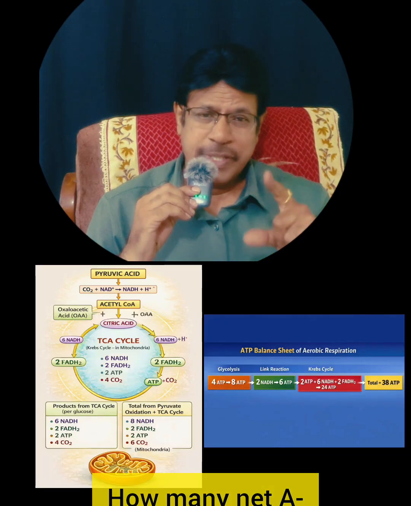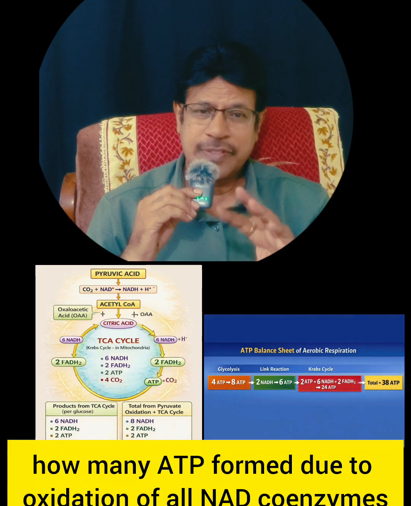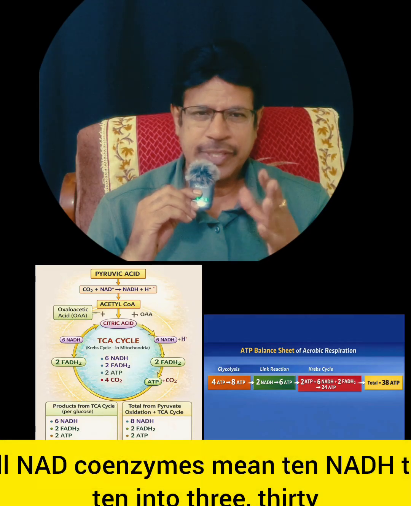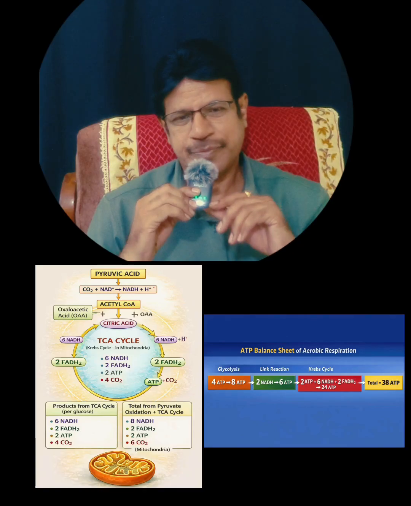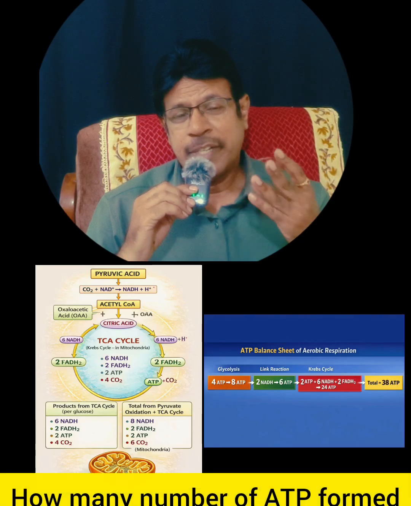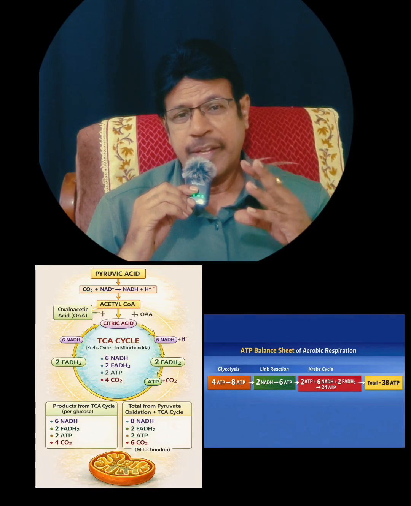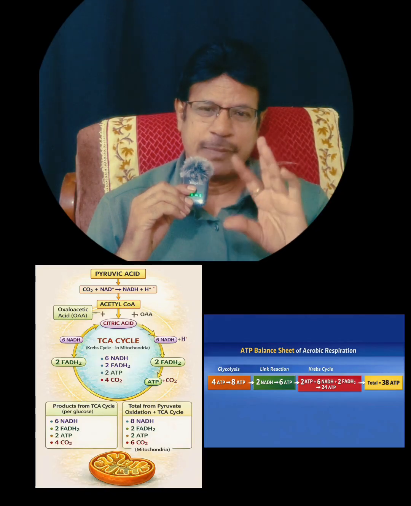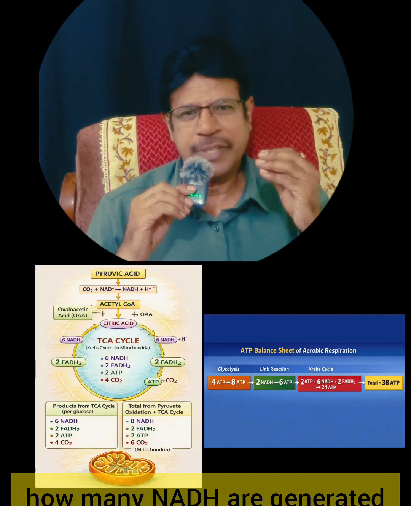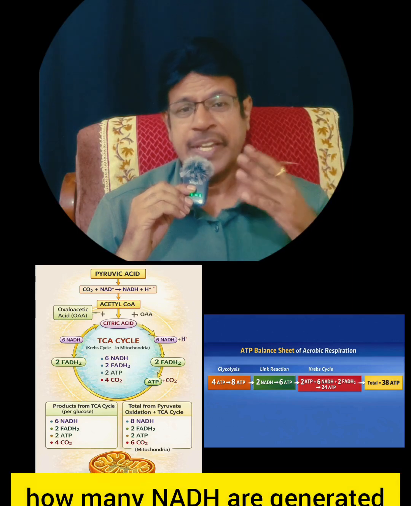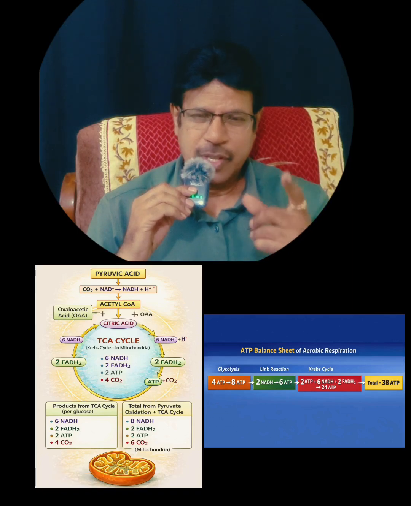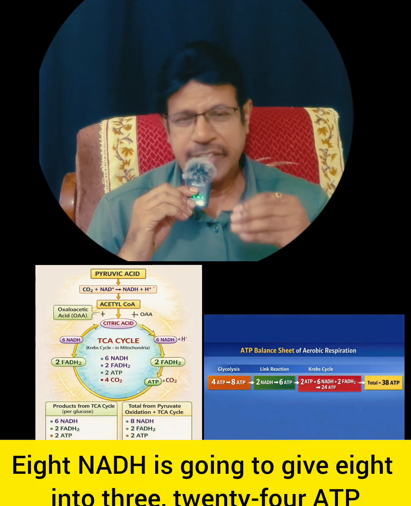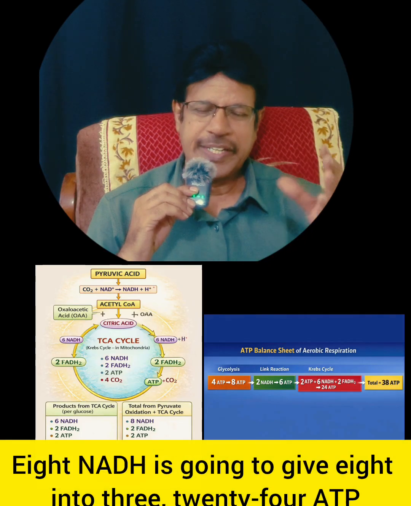Next, how many ATP are formed due to oxidation of all NAD coenzymes? All NAD coenzymes means 10 NADH, 10 into 3, 30. How many ATP are formed from NAD coenzymes generated in mitochondria only? In mitochondria, for one glucose, how many NADH are generated? 8 NADH are generated. 1 NADH gives 3 ATP, so 8 NADH give 8 into 3, 24 ATP.